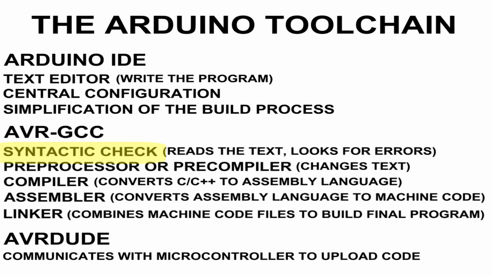The first step is what is called a syntactic check. In this check, the toolchain reads through your code to ensure that you did not misspell any commands or forget a semicolon on the end of a line. You can think of this step as the source code grammar police.